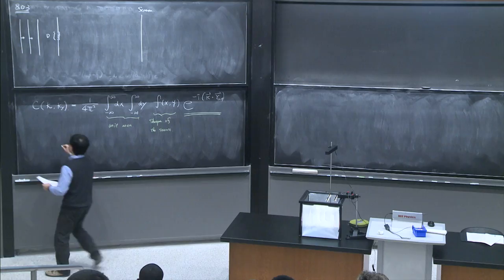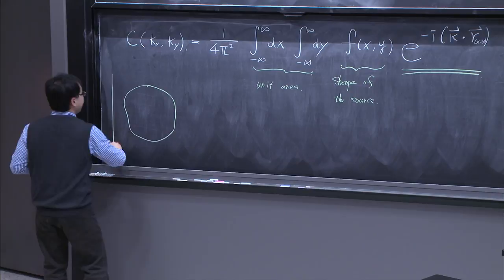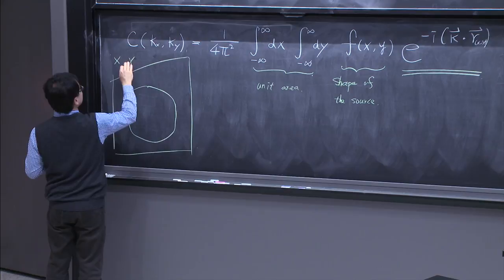So the big picture is the following. Basically, you have some source that can look like this in the xy plane. This is the x and y plane.